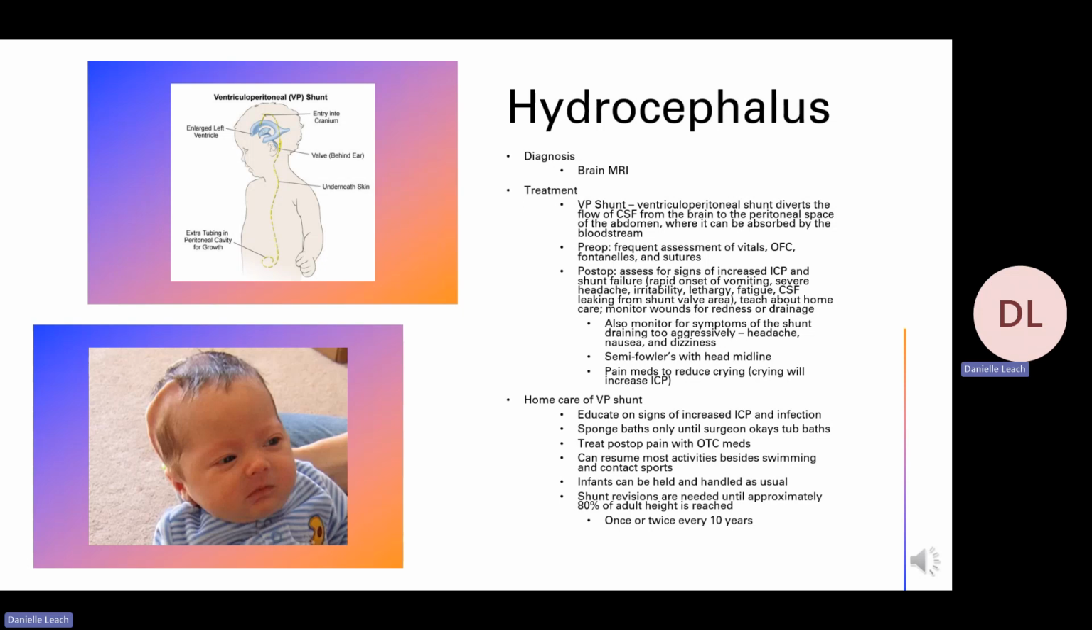We want to, of course, assess their fontanelles. So is it bulging before surgery? We don't want it to all of a sudden start bulging after surgery. And also any suture lines that we can see. Sometimes if they have hydrocephalus, we can assess the sutures. You may see that the sutures are very, very far apart. So you can basically palpate with your hand that the sutures of the skull are extremely far apart because of the hydrocephalus.